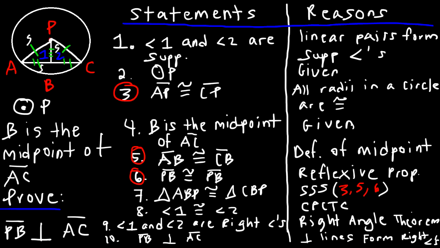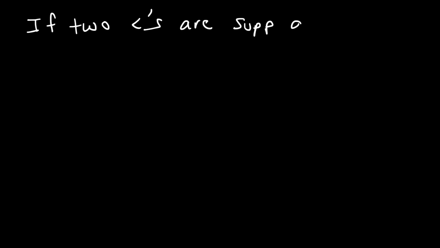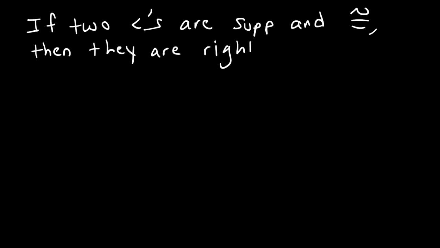Now, for reason 9, here's the other way in which you could write it. If you want to turn it into a sentence, you could say if two angles are supplementary and congruent, then they are right angles. So if you have the space to fit this in, you could also say it this way. And it really depends on how your teacher wants it. If your teacher is willing to accept just the right angle theorem, go with that. If they want you to write it out and explain it like this, then that's what you got to do. So you got to find out how your teacher wants you to describe it.